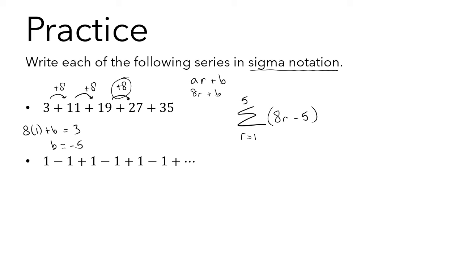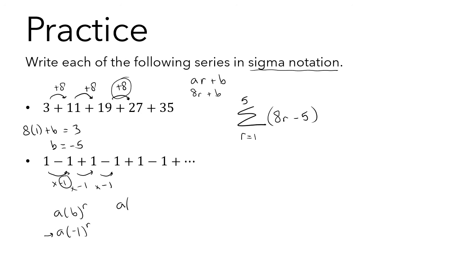Okay, let's try this next one. Now notice this one is actually multiplying by negative 1 each time. So it's going to be of the form a times b to the r. And I already know b, it's going to be negative 1, because that's what I'm multiplying by each time. Let's figure out what a has to be.